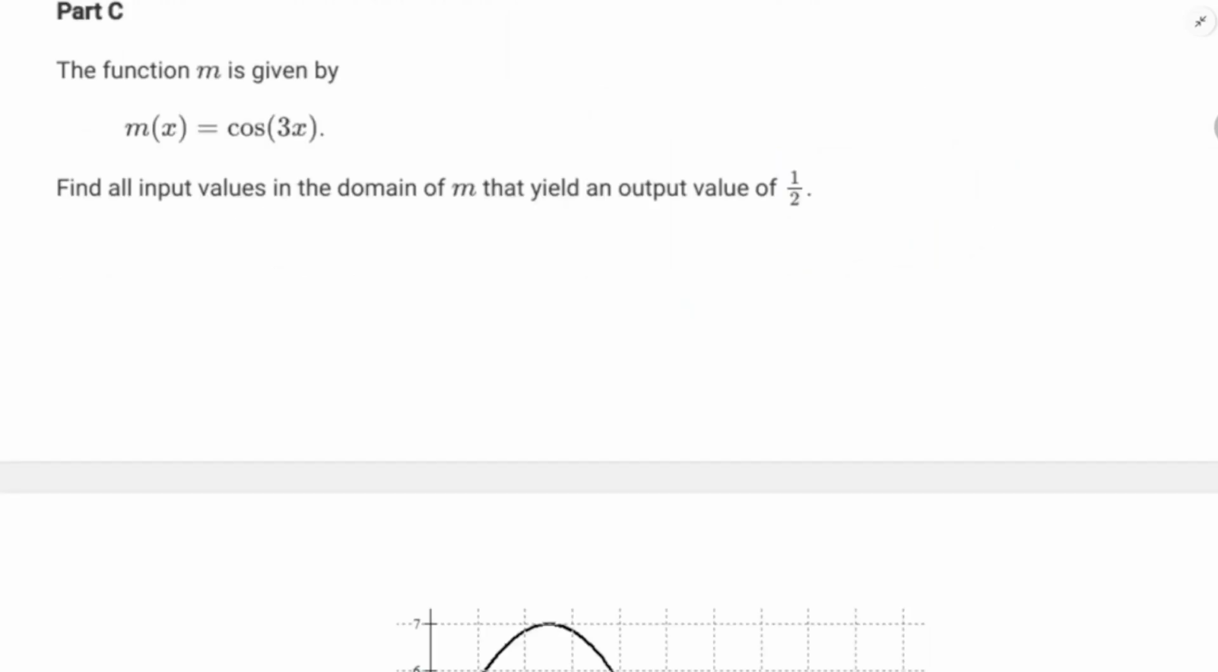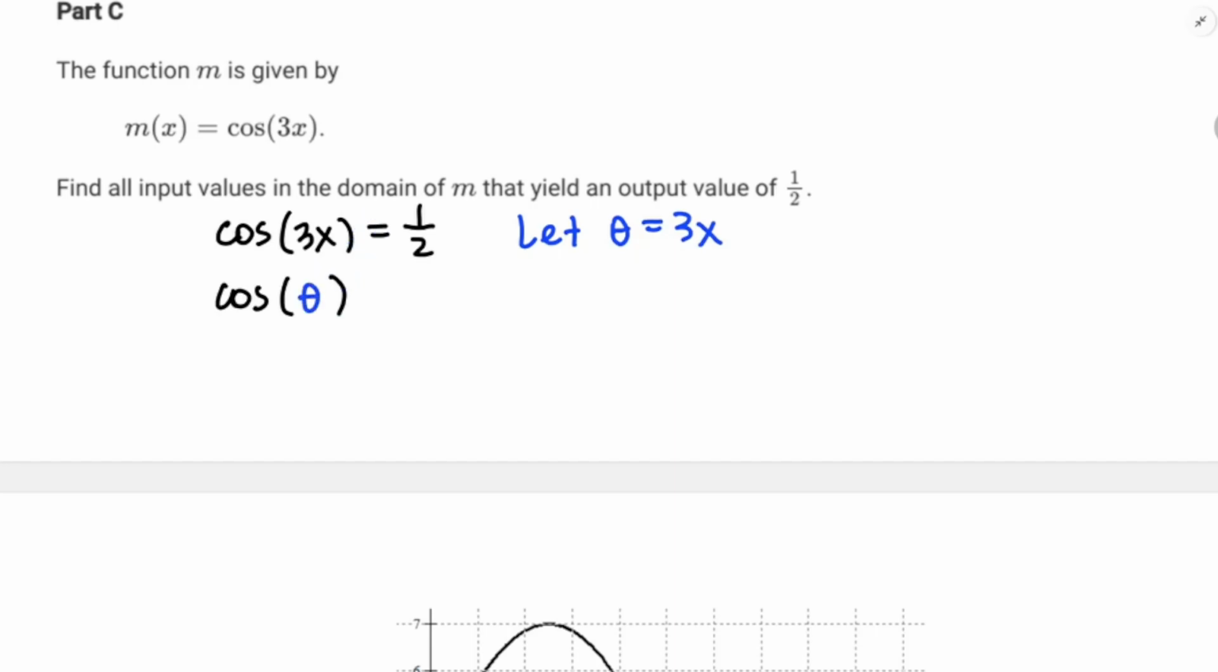Right, in part C, we've got a nice little multiplier here. Cosine of 3x equals a half. Okay, we like those. So cosine 3x equals 1 half. And just to remind you, what we were doing either explicitly off to the side or just thinking about in our mind is: let theta equal 3x, and we're really interested in where cosine of theta is going to be equal to 1 half. That's something we know how to do on the unit circle.